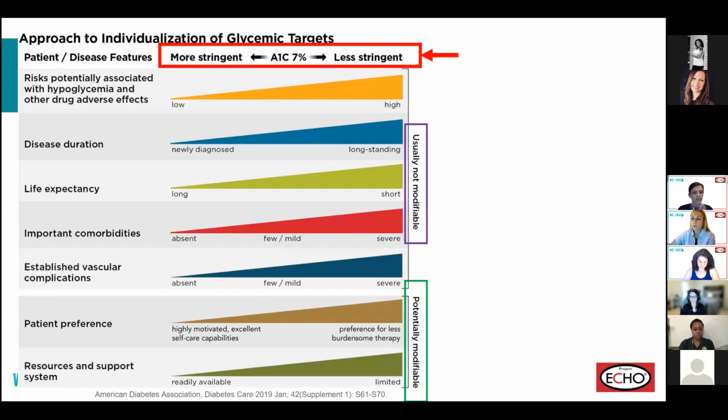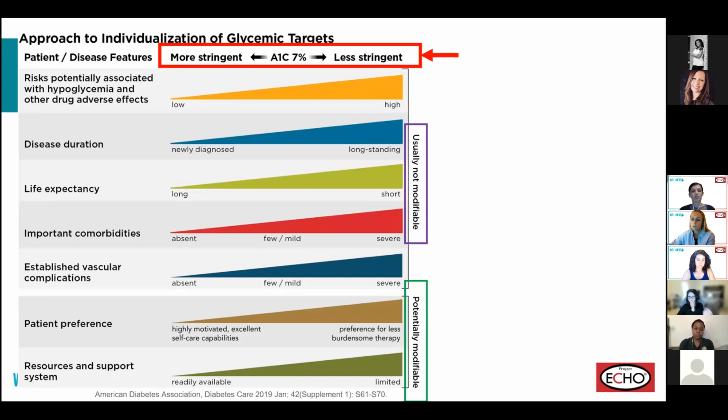I do like this little graphic from the American Diabetes Association. If you focus on the red rectangle up there, the A1C of 7 is what we standardly think of getting to, and we're going to use less stringent goals if there are different things, and I'll go through these, versus more stringent goals depending on what their situation is. There are factors that we don't modify. How long you've had diabetes, we cannot change, right? So we have to take that into account. Life expectancy, again, is not really changeable for the most part. Important comorbidities, if they're there, they're there.